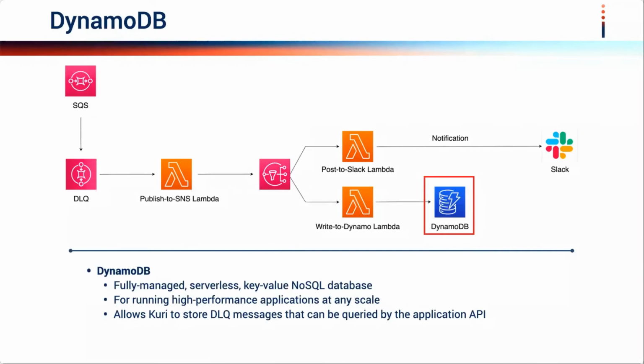To provide the ability for developers to view, edit, delete, and/or redrive their dead letter messages back to the SQS queue, the messages need to be stored in a persistent data store. For this, we decided to use DynamoDB, a fully managed serverless key-value NoSQL database designed to run high-performance applications at any scale. DynamoDB allows Kuri to store DLQ messages that can be queried by the application server's API.